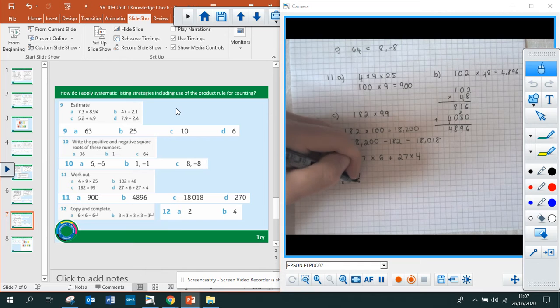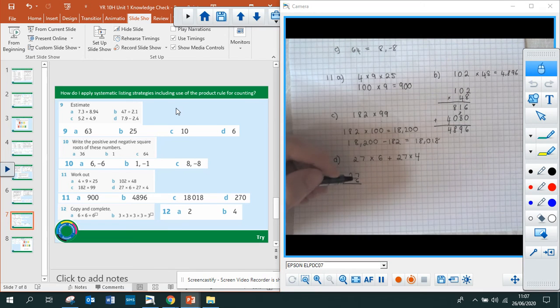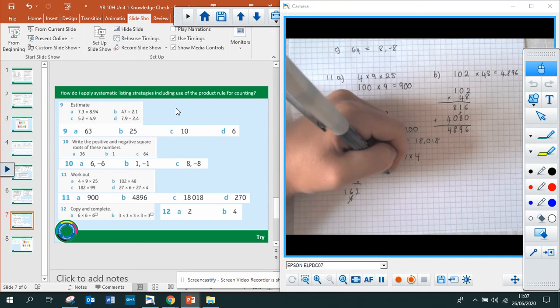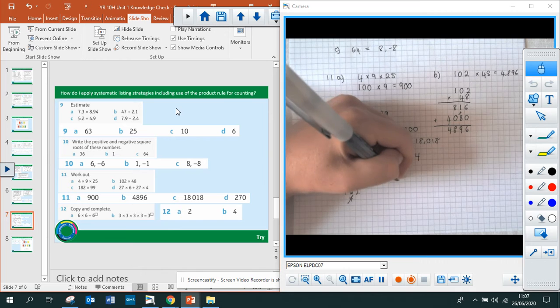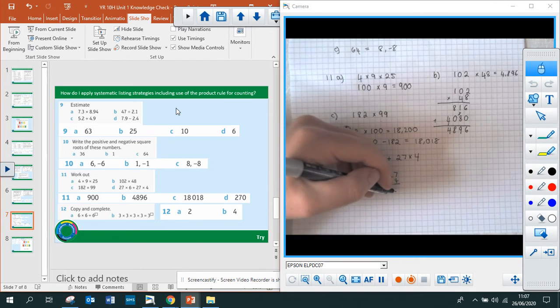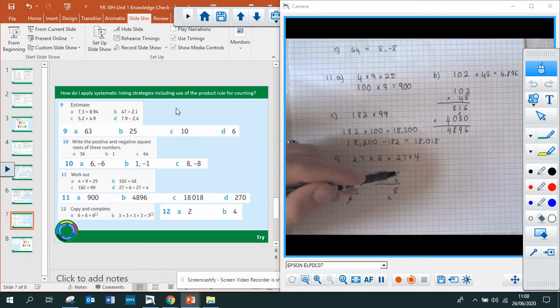I'll do my column method quickly. 27 multiplied by 6. 7 6s are 42. 6 times 2 is 12, plus 4 is 16, so that's 162. And then we also need to do 27 times 4. 4 times 7 is 28, so 8 carry 2. 4 times 2 is 8, plus 2 is 10, so that's 108.